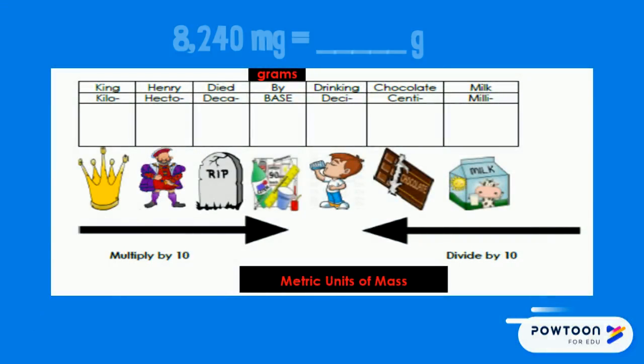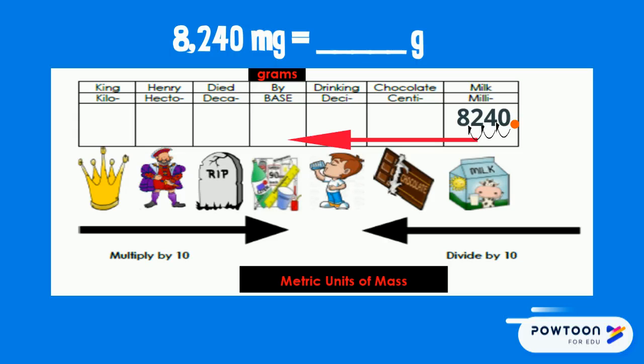Here I'm converting 8,240 milligrams to grams, so I'm going from a smaller unit to a bigger unit, which means my decimal is going to move to the left. If I start out with milligrams, I have to move 3 places over to get to my base, which is grams. That means my decimal moves 3 places as well to the left, which leaves me with 8 24/100ths.